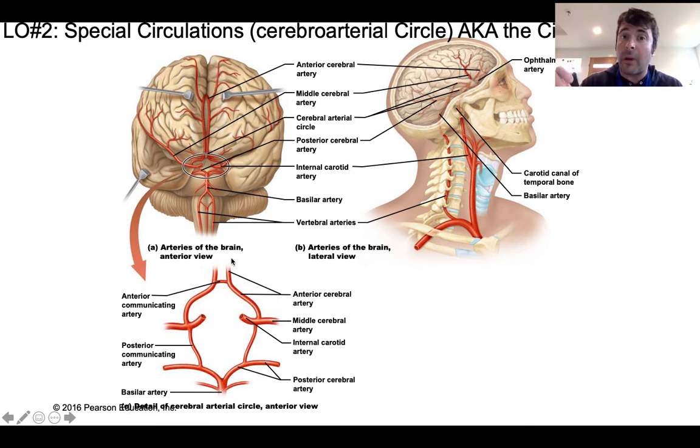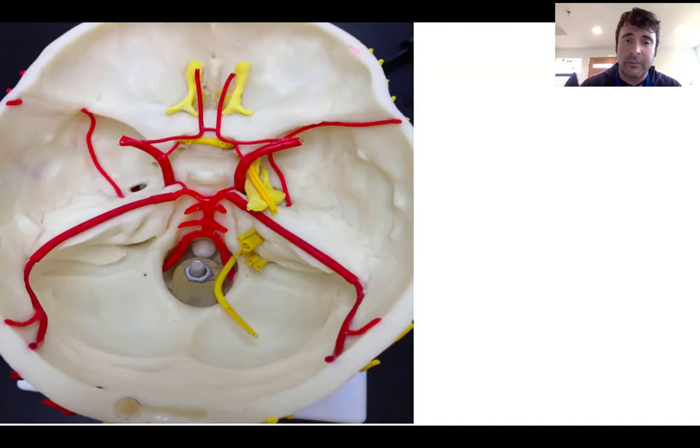So there's a double whammy. Provides alternate routes of blood flow. That's function number one that I want you to know of the cerebral arterial circle, or the circle of Willis. And two, it helps to dissipate pressure and regulate blood pressure in the blood vessel networks of the brain.